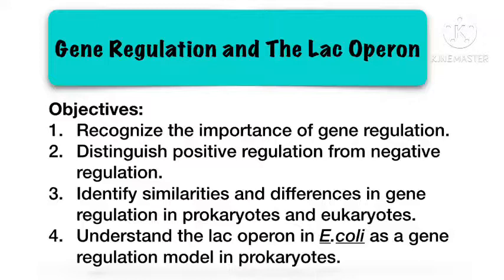Welcome back to this lesson on gene regulation and the Lac Operon. Learning goals to be achieved are: 1. Recognize the importance of gene regulation. 2. Distinguish positive regulation from negative regulation. 3. Identify similarities and differences in gene regulation in prokaryotes and eukaryotes. And 4. Understand the Lac Operon in E. coli as a gene regulation model in prokaryotes.